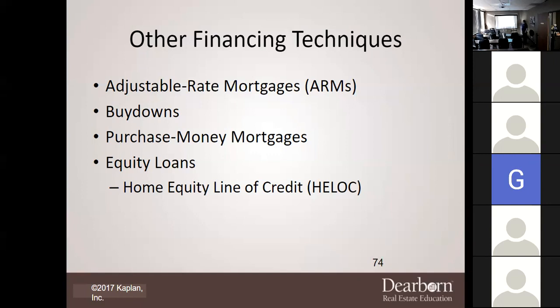You can purchase buy downs where you can buy down interest rates or you can buy points. There's also purchase money mortgages, and equity loans. And I'm going to tell you something about this equity loan. I spend a lot of time talking about this when I'm teaching in the classrooms. I do not ever recommend an equity line of credit or an equity loan. Ever.